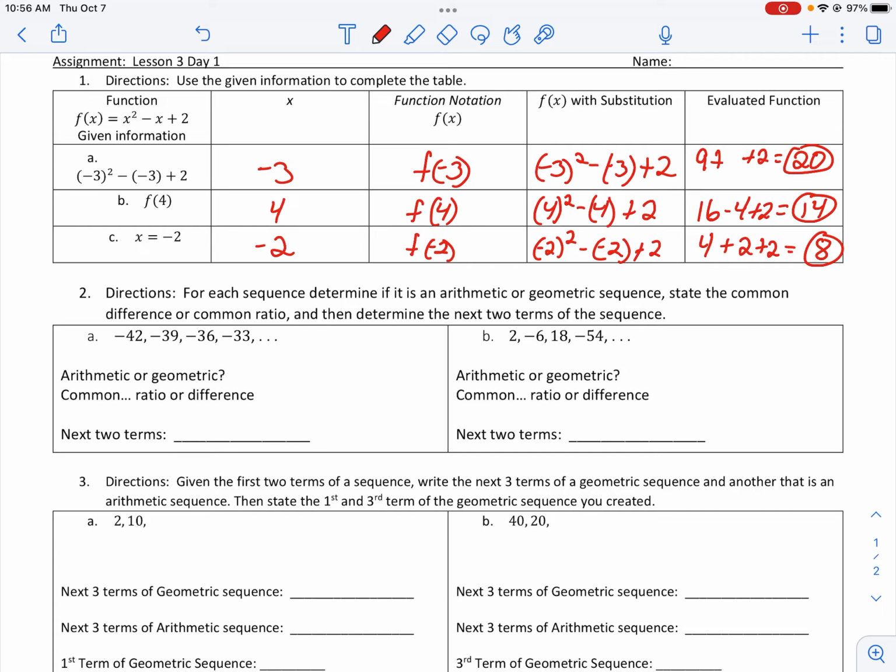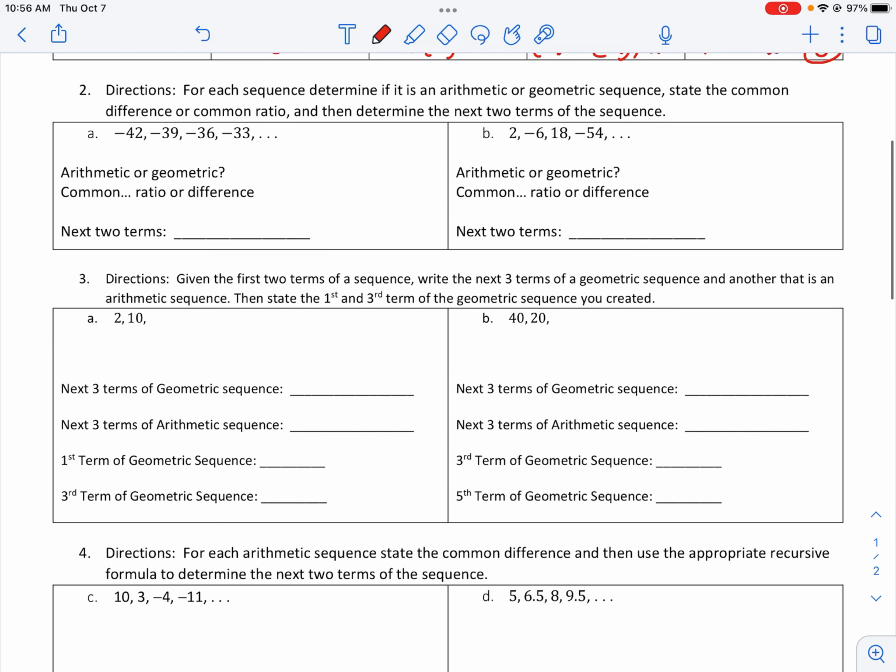And I just caught myself right up here. That should have stayed a positive 3. I accidentally wrote a 9 there. 9 plus 3 is 12, and 12 plus 2 is 14.